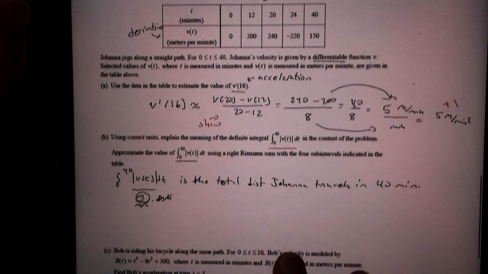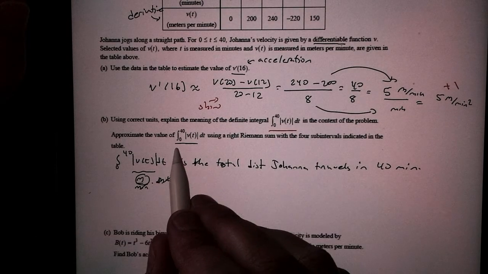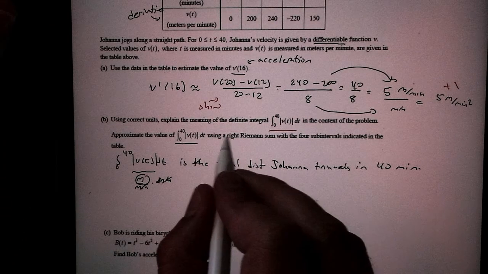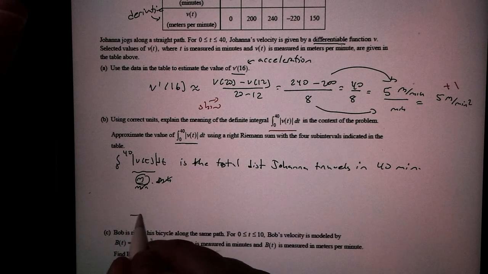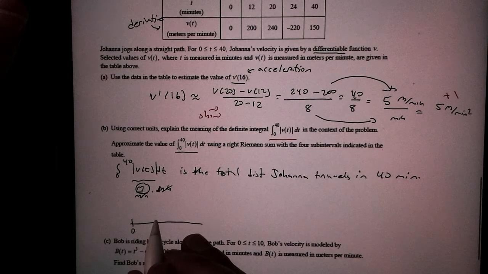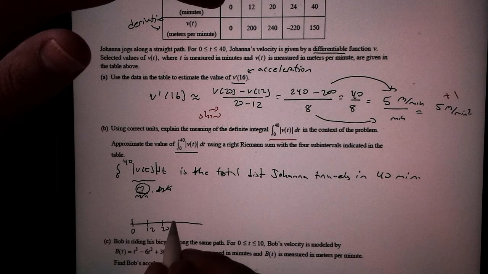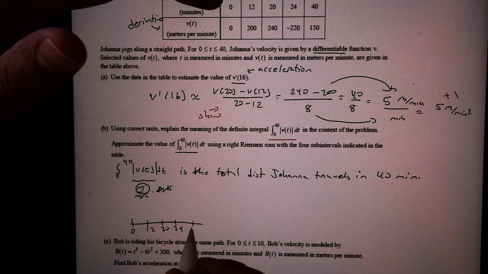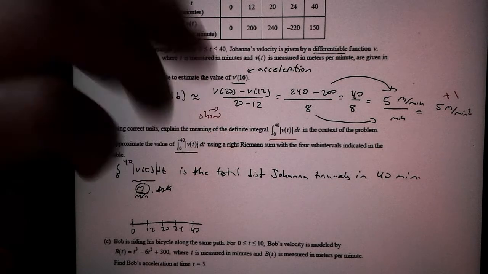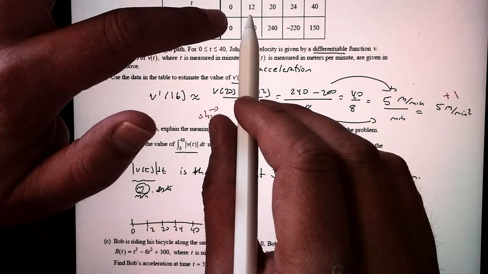Next, now we're going to answer the question. Using a right Riemann sum with 4 subintervals indicated on the table. So we want to approximate this integral right now. And they do tell us to use a right Riemann sum, so I'm going to go and do that. So starting at 0, our times are 12, 20, 24, and 40. Now remember, we are using absolute value, so everything here is going to become positive. We're going to use a right Riemann sum, so between 0 and 12.